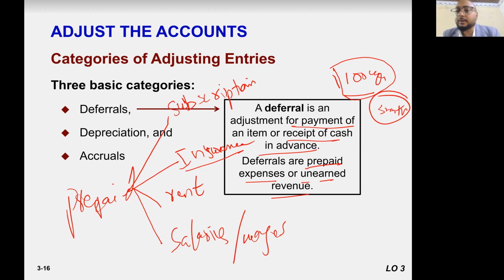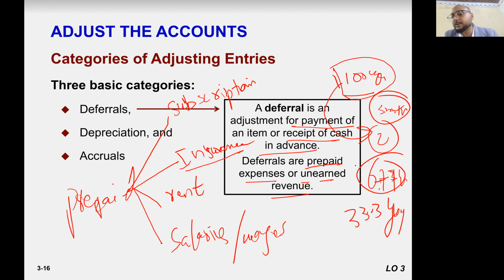You call this prepaid. So how much after 2 months, how much from the 100 yuan is left? Normally 33.3 yuan per month, if you divide it by 3. So for 2 months, consumption is 66.7 yuan consumed after 2 months. So we have to record this consumption because this occurred, we need to record it.